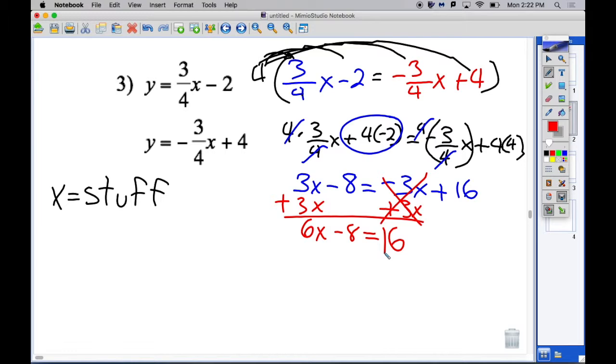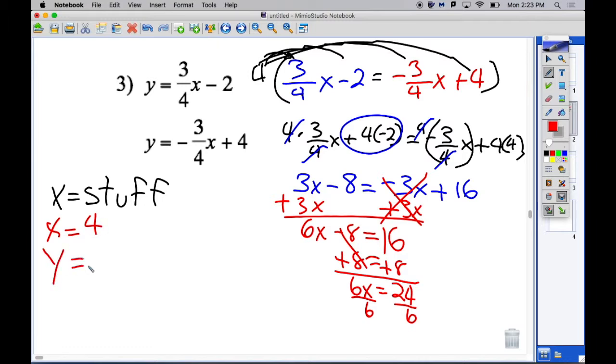All right, now I don't like this problem. Just add 8. Yeah, so I'm going to add 8. Oh, it's not as bad as I thought. I thought it was going in a different direction. So when I add 8 to both sides, I get 6x is equal to 24. Is that right? Now what do I do? Divide by 6. And then x equals 4. So I'm going to get x equals 4.